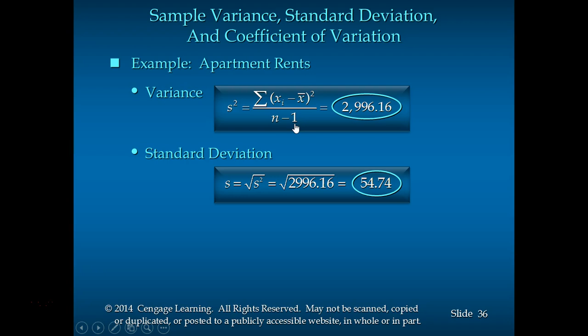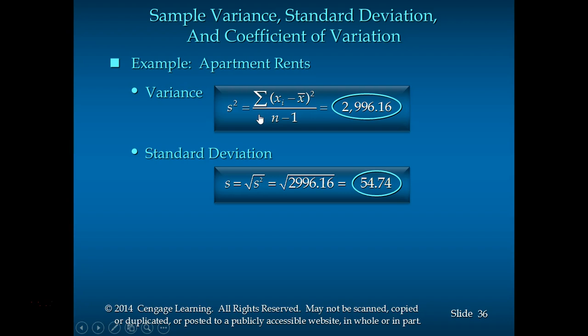Now, why do you divide by n minus 1? Shouldn't it just be divided by n? After all, you're trying to take the average distance from the mean. Why do you subtract 1 here? Why don't you just divide by n? Intuitively, it doesn't make sense. Well, let me tell you what's going on.